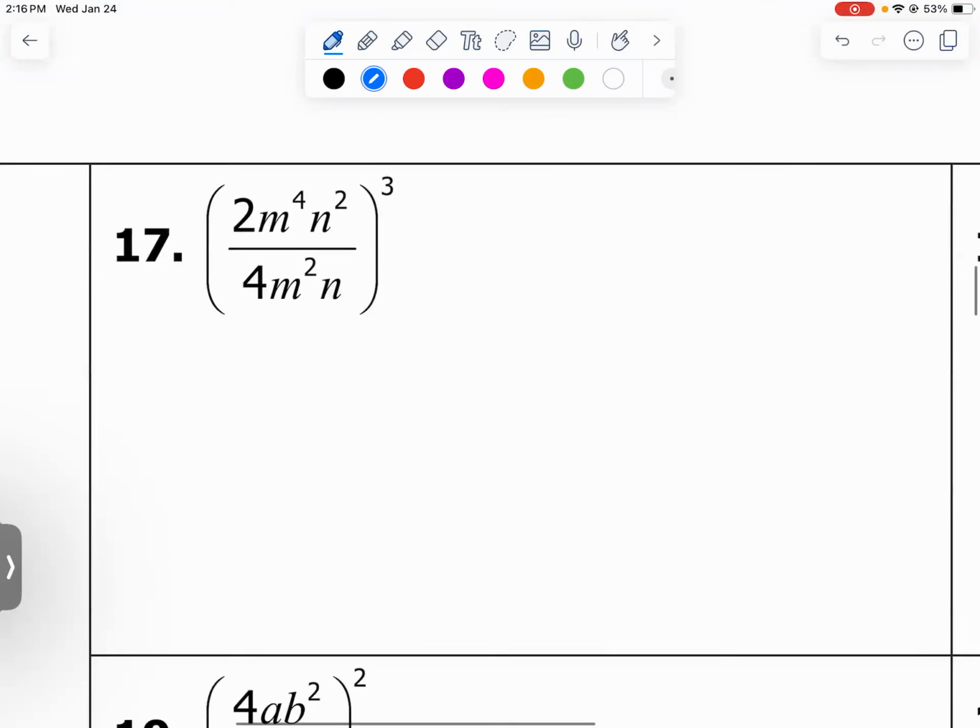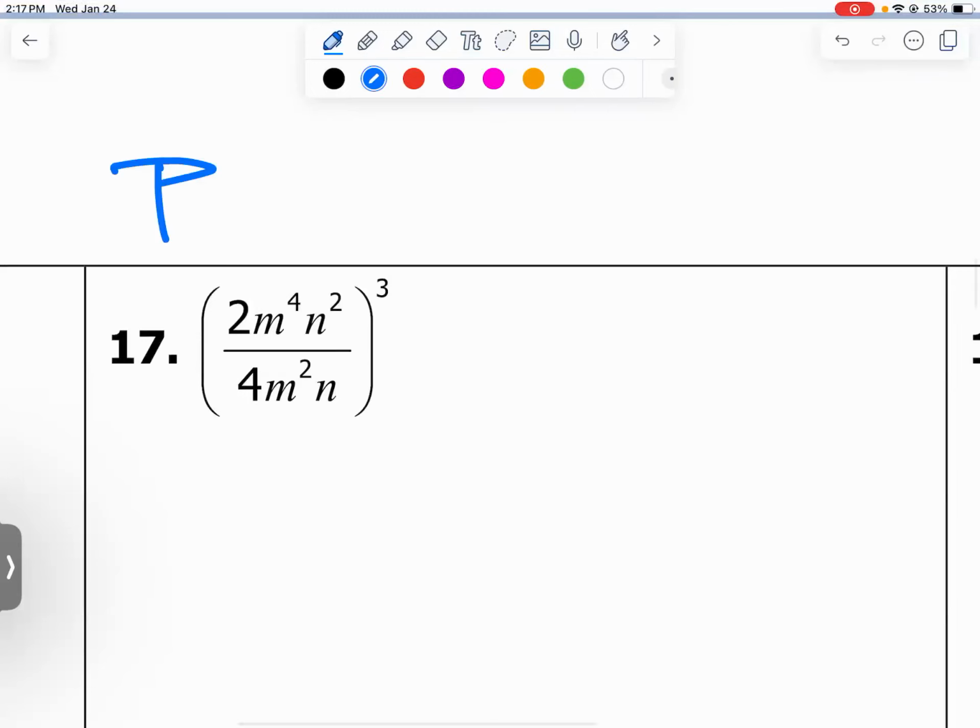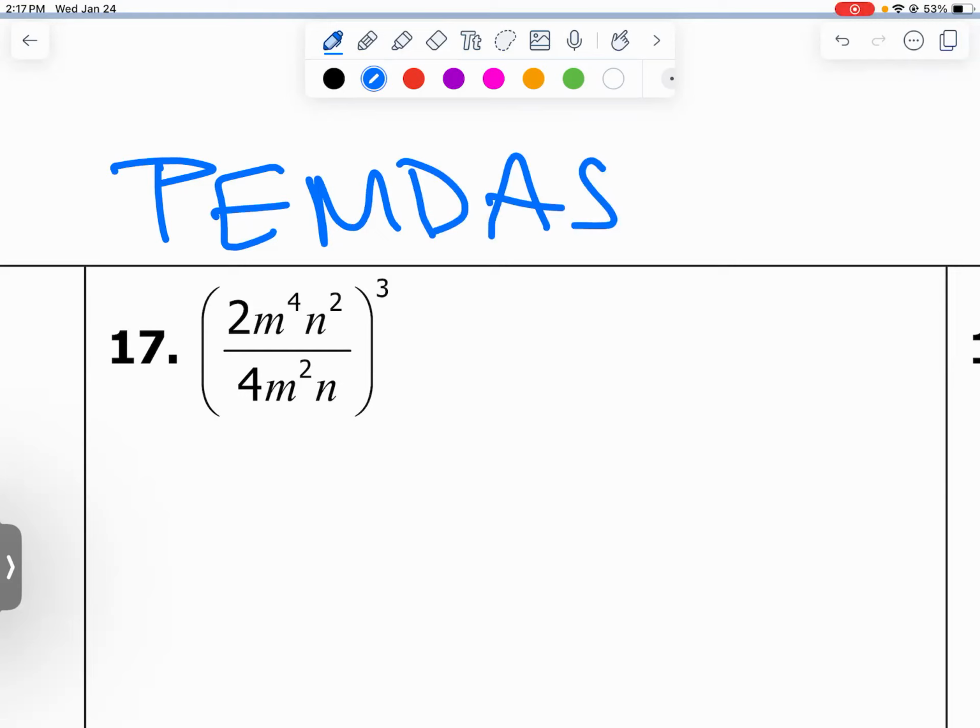Okay, the more rules we introduce, the more we're gonna have to think about what we need to do first and then second and then third and then fourth. So I'll remind you about PEMDAS. Is there anything inside the parentheses we can simplify? Okay, what's 2/4? 1/2. Okay, anything else we can do inside the parentheses?